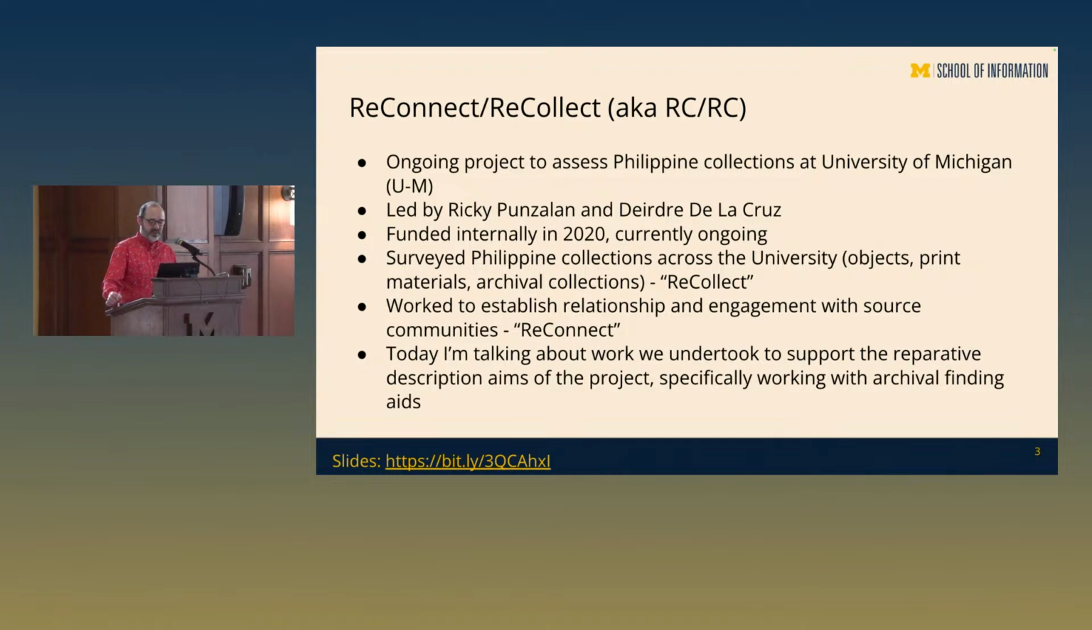a project called the Humanities Collaboratory, to do a cross-university assessment of Philippine collections, figure out what we have here at the university related to the Philippines, and work on restoring or repairing relationships with some of the source communities for those collections. So they surveyed Philippine collections across the university, and this wasn't just library and archival collections, this was object collections, print materials, photographs, natural history specimens, which there are quite a lot here at the university.